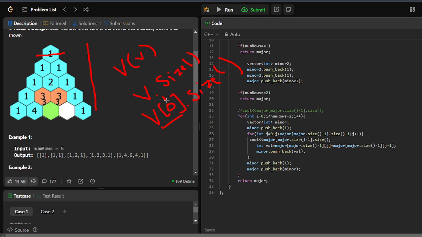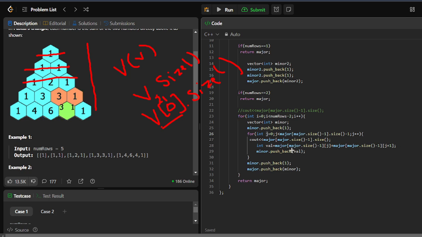Suppose I write v of one dot size, this gives the size of that row. It contains only two elements. If the row index is two, it gives size three. I hope you understand. This is the size of the column. Therefore, I need the size of the column of the last row of the major vector.